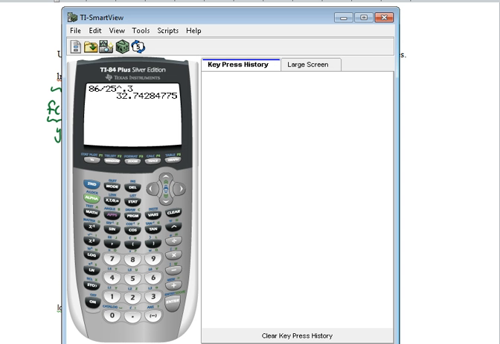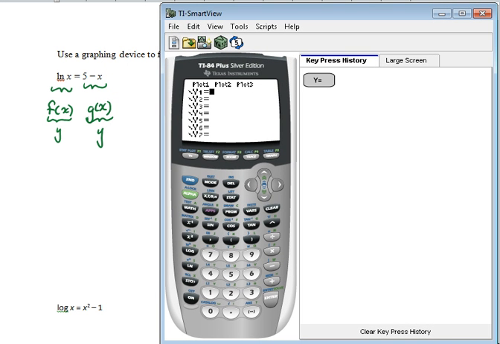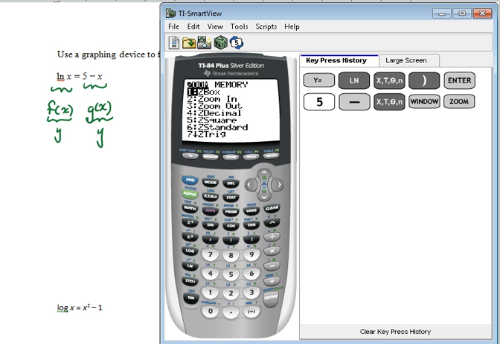So using the graphing calculator, we're going to go to the y equals screen. We're going to go natural log x as our first function. Enter. And we're going to go 5 minus x as our second function. We'll go zoom, standard, zoom 6, and we're able to see a point of intersection there.